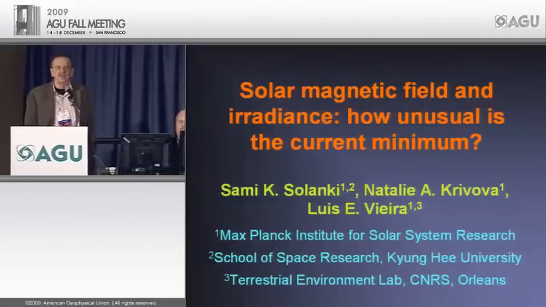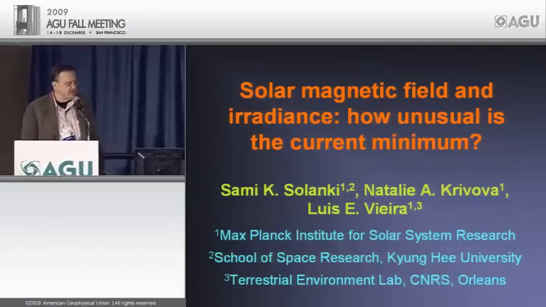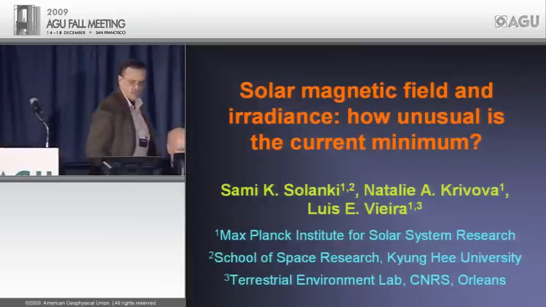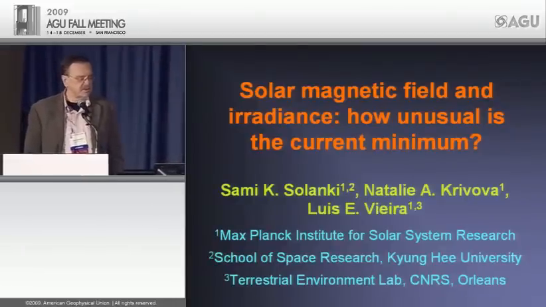We're going to be hearing papers on various aspects of the minimum, including luminosity and history and energetic particles right to the present. So let me call the first paper, which is Solar Magnetic Field and Irradiance, How Unusual is the Current Minimum, given by Solanki.